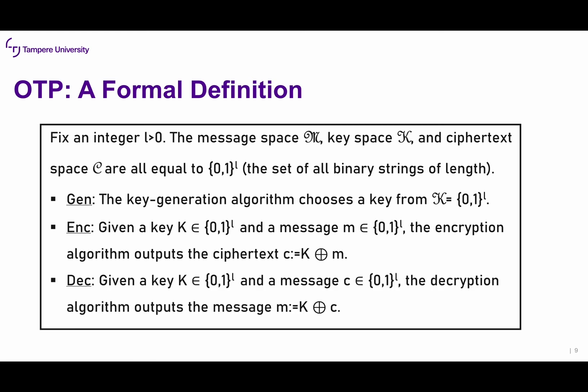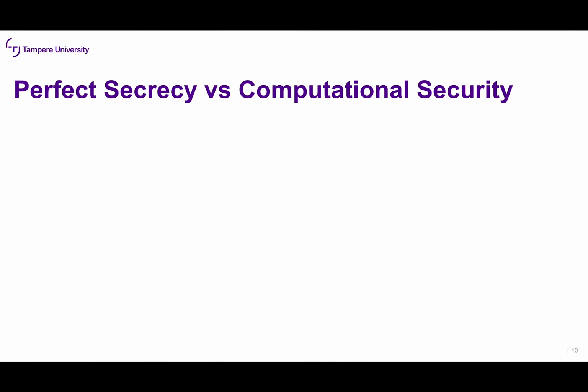And finally, we've got the decryption algorithm, which is given as input K, the key that was generated earlier, and the ciphertext C that belongs again to the set of all binary strings of length L, and outputs the message M, which is equal to K XOR C. So basically this is exactly what we described earlier, I mean how OTP works, but in a more formal way. Good. So perfect secrecy versus computational security. These are two really important notions in the field.